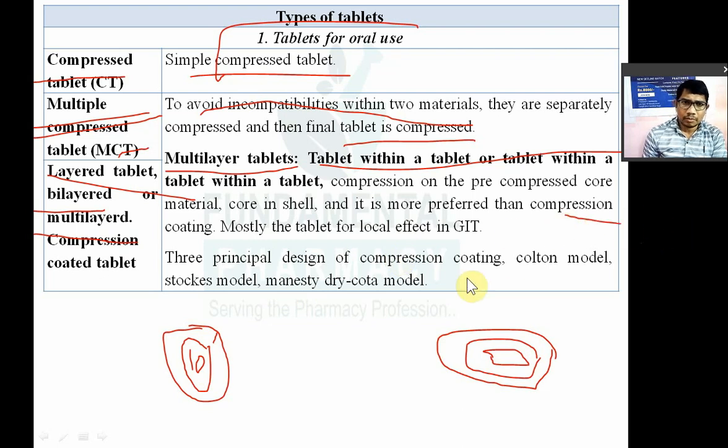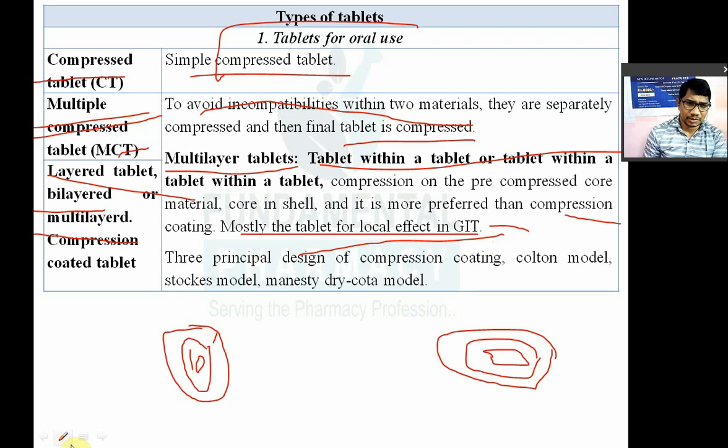Mostly tablet for local effect in the GIT. For example आपको डायरिया है, फिर आपको ड्रग GIT में चाहिए, you need a drug in the GIT. So initially in the first transit one layer will be dissolved, in the second transit second layer will be dissolved, in third transit third layer will be dissolved, so it can be retained in the GIT and it can exert the effect for a longer period of time, multi-layer compressed.